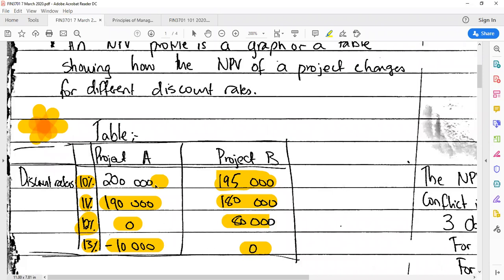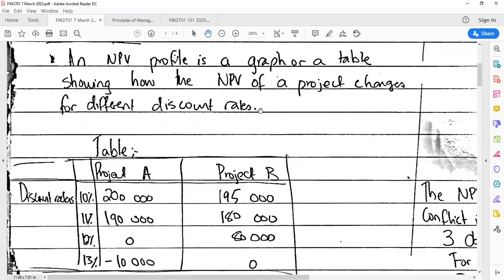So this is just a table showing us how the NPV of 2 different projects changes as we increase the discount rate. So we call this an NPV profile. And as you can see, as we increase our discount rate, our NPV decreases. So that's an important relationship. Whenever you increase your discount rate, your NPV decreases. So this is an example of an NPV profile. It's a table just showing how the NPV of a project changes for a change in discount rate.